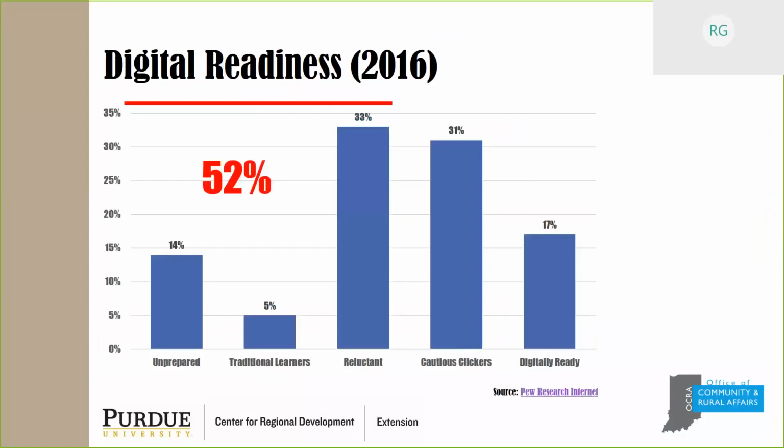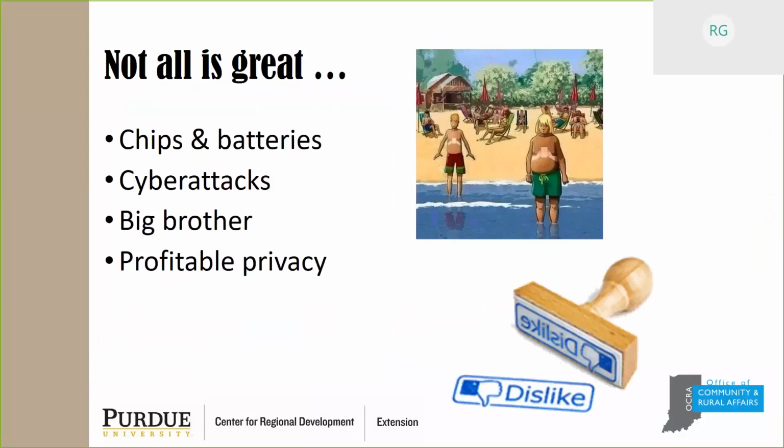Another big issue is digital readiness. A study from Pew found that 52% of U.S. adults felt themselves either unprepared, traditional learners, or reluctant in using digital technology. So that is massive. This was, I think, 4 or 3 years ago, so it's kind of outdated, but still it really indicates that we need to focus on digital skills and digital literacy as equally important as focusing on broadband infrastructure only. So there are issues to this digital age.